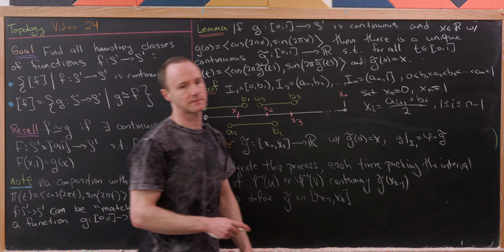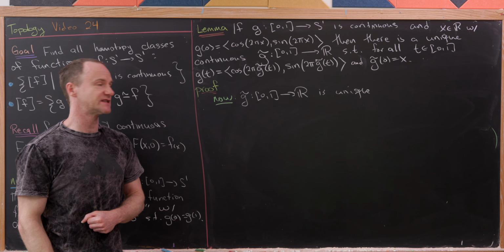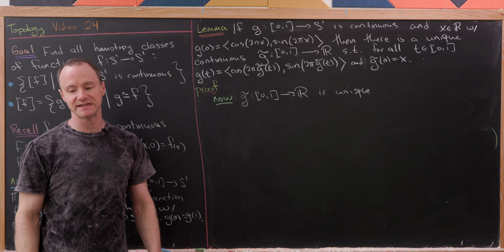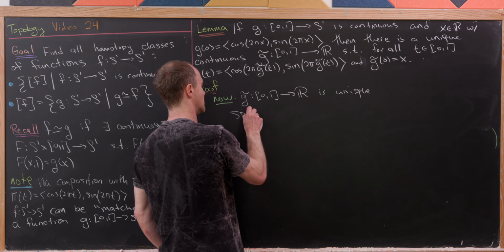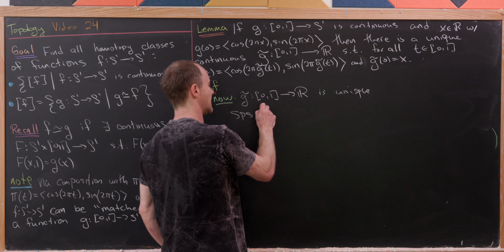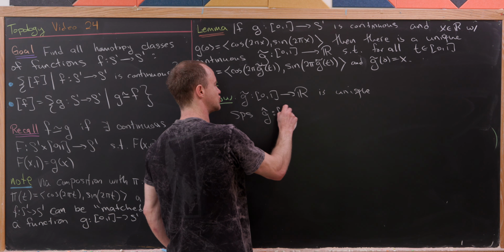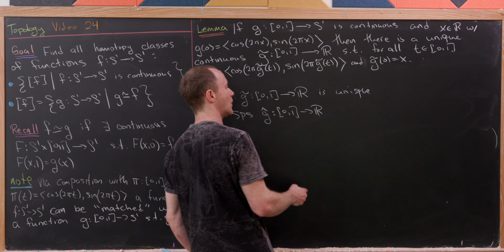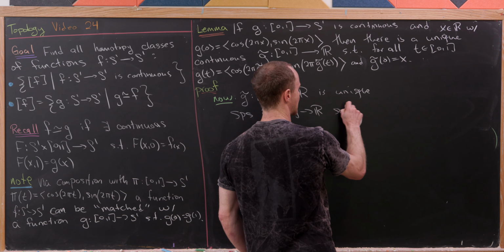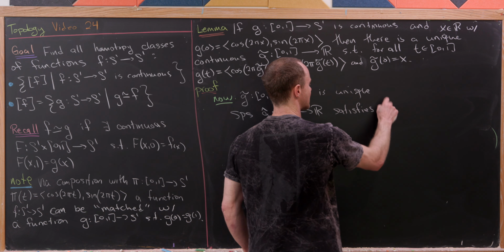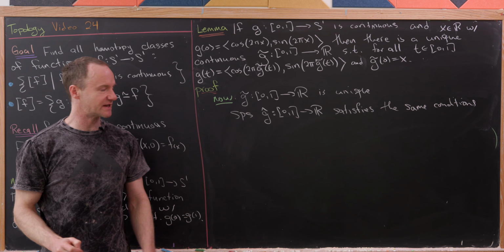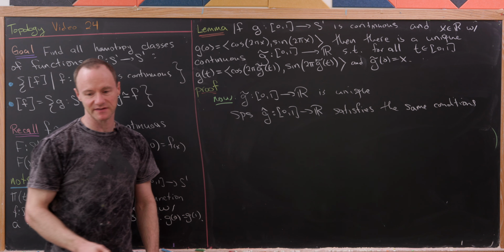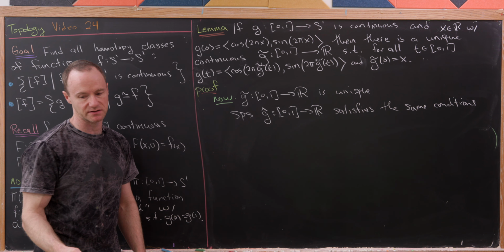Okay, so now we'll show that this G tilde that we've constructed before is in fact unique. So let's suppose that we've got another map, which we'll call maybe G hat, which goes from [0, 1] to R and satisfies the same conditions. And then of course what we want to show, if it satisfies the same conditions, is that it's exactly the same as G tilde.